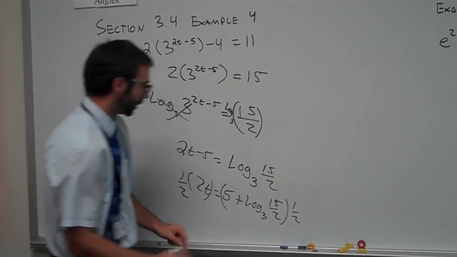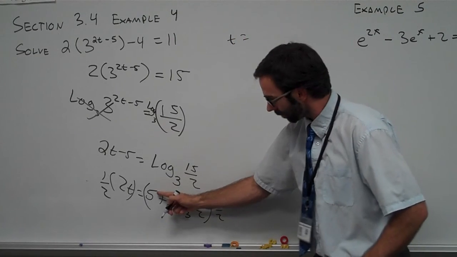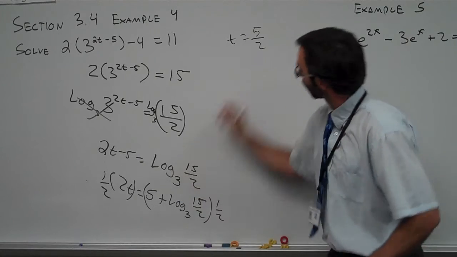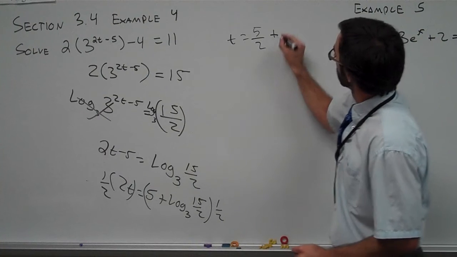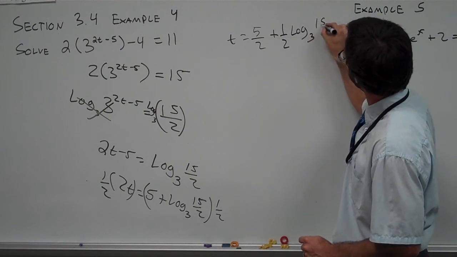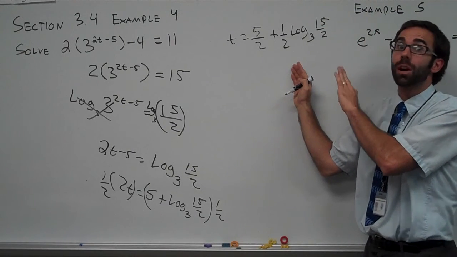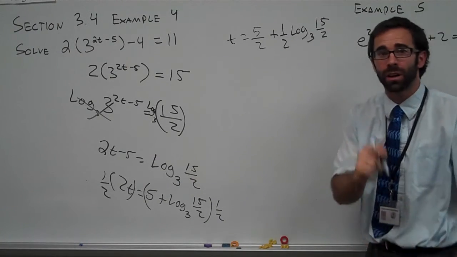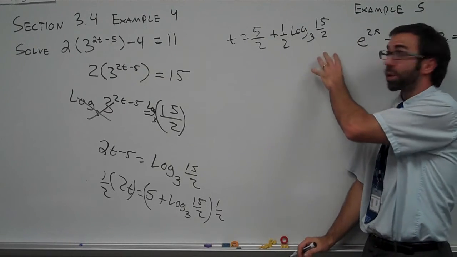So that's gone, and we have t equals 5 times a half, which gives us 5 halves. Then plus, multiply this whole logarithm by a half. So we have a half times log base 3 of 15 over 2. As crunchy and hairy and crusty as that looks, it probably always freaks you out. But as weird as this looks, this is the precise answer.